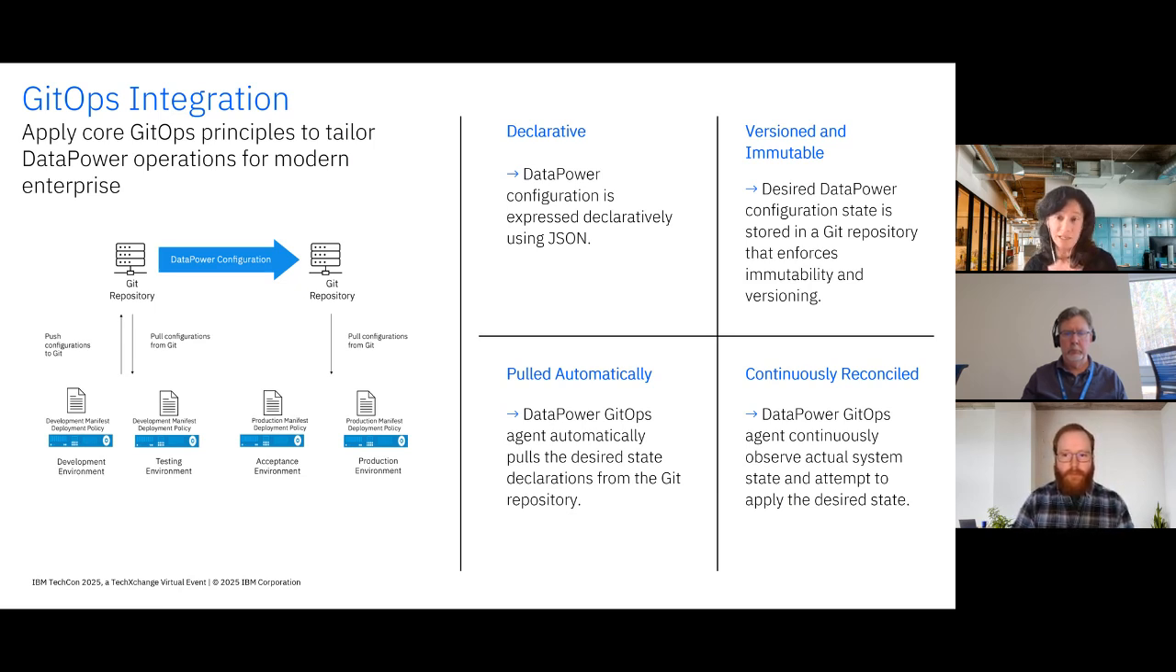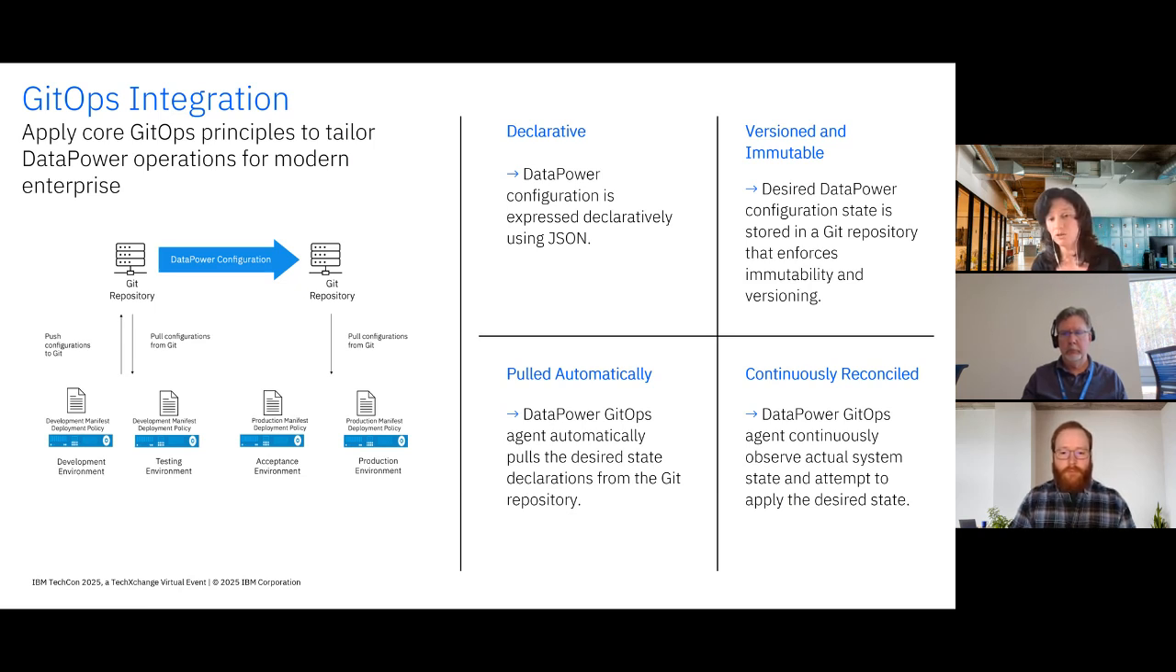And the second thing, all this config should be versioned and immutable. So basically the desired state of the DataPower configuration, the usual understanding of that domain configuration, should be stored in a Git repository, GitHub for instance, and that will enforce the immutability and versioning.